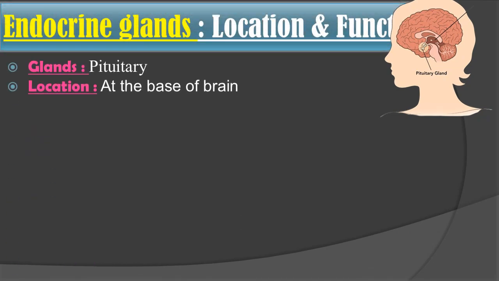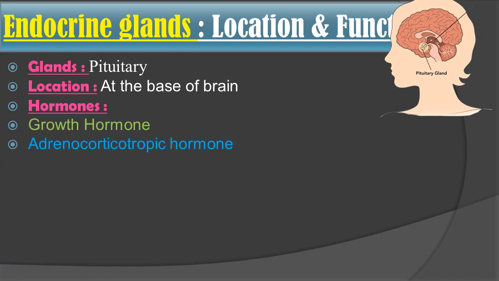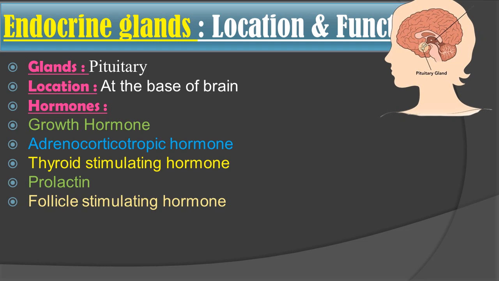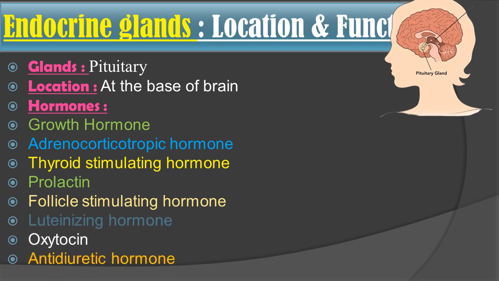Okay, so next type of gland is pituitary gland. Location: it is present at the base of the brain. You all can observe in the picture that this gland is present just at the base of the brain. And hormones: it secretes hormones like growth hormone, adrenocorticotropic hormone, thyroid stimulating hormone, prolactin, follicle stimulating hormone, luteinizing hormone, oxytocin, antidiuretic hormone. So these all hormones are secreted by the pituitary gland.